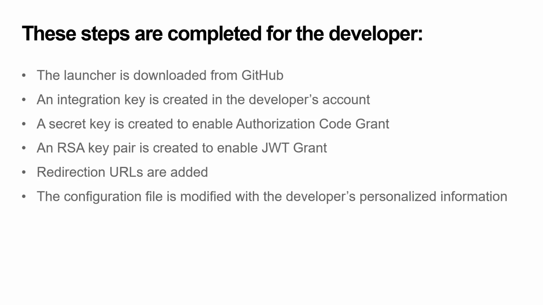The launcher is downloaded from GitHub as a zip file. An integration key is created in the developer's account. A secret key is created to enable authorization code grant. An RSA key pair is created to enable JSON web token grant. Redirection URLs are added, and the configuration file is modified with the developer's personalized information.